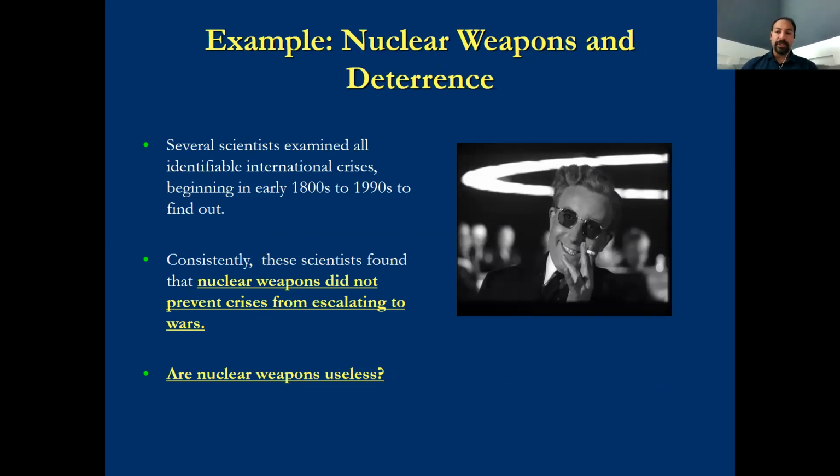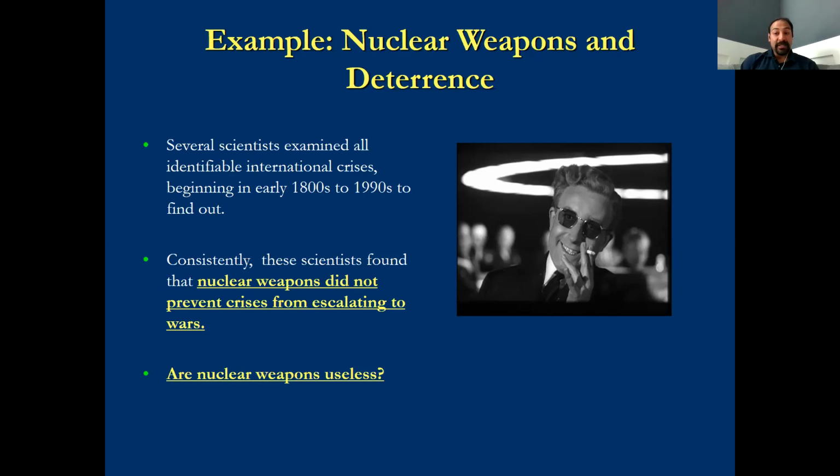So let's think about the question of nuclear weapons and deterrence. For a long time, the argument was that nuclear weapons can help deter, right? Nuclear weapons are useful in trying to deter foreign threats. So several scientists examined all identifiable cases of international crises, beginning in the 1800s to the 1990s, to see, do nuclear weapons actually provide any deterrent value? And consistently, these scientists found that nuclear weapons did not prevent crises from escalating to nuclear war.